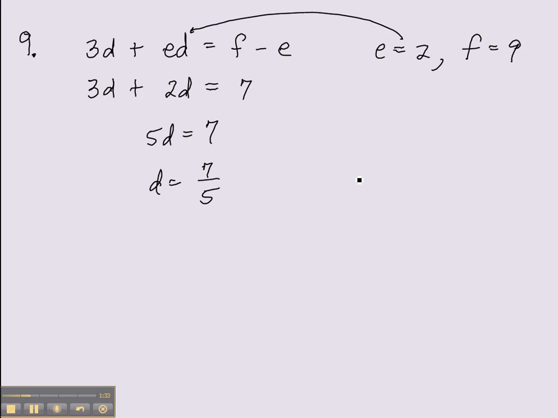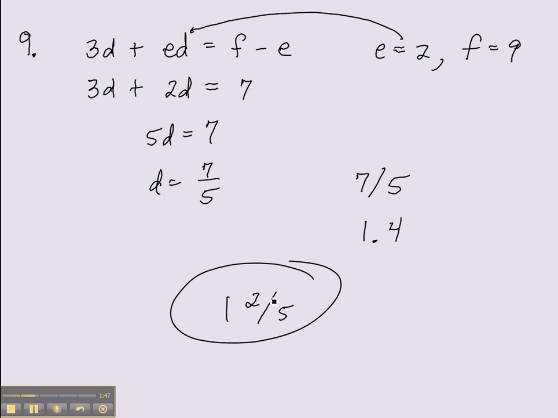Now when you grid this in, you have to grid it in like this. 7 divide 5, or you can divide this out, which is 1.4. But you cannot enter it as a mixed number like that. That's not allowed. So choose one of these two.